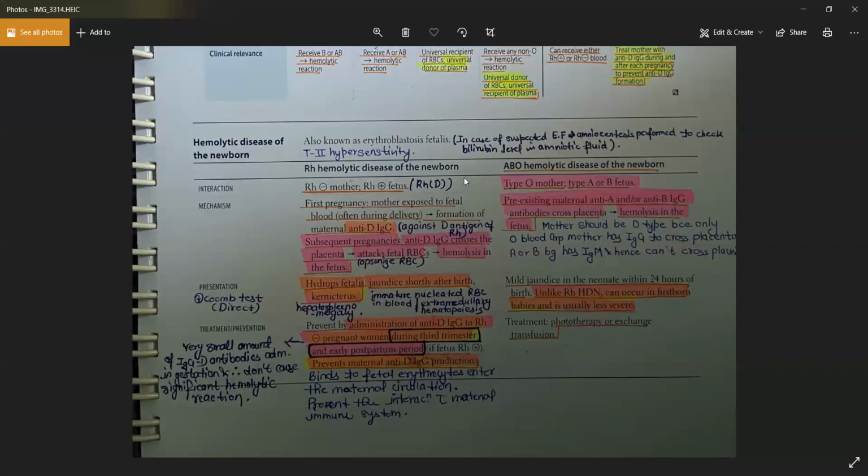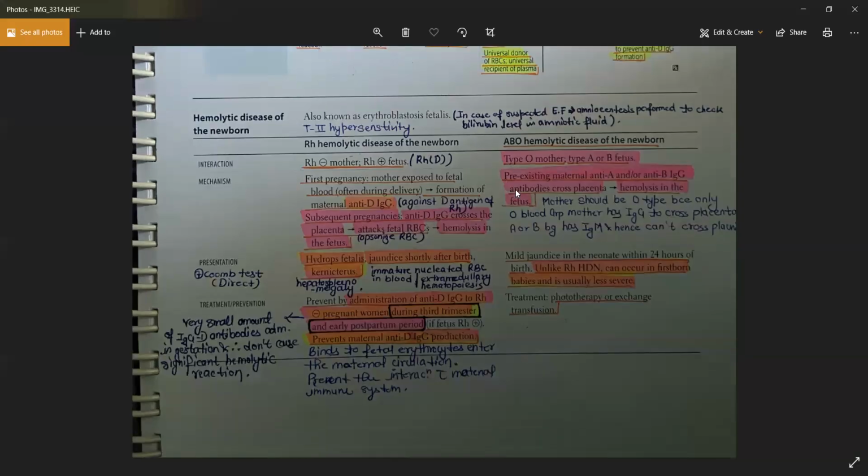Okay, thank you. Now comes the ABO hemolytic disease of the newborn, in which the mother will be O type and the baby could be A type or B type. Now what's going to happen? This O type mother already has preformed antibodies against the A and B blood groups, right? So this case will happen in the second pregnancy, but it will also present itself in the first pregnancy, because these antibodies are already existing.